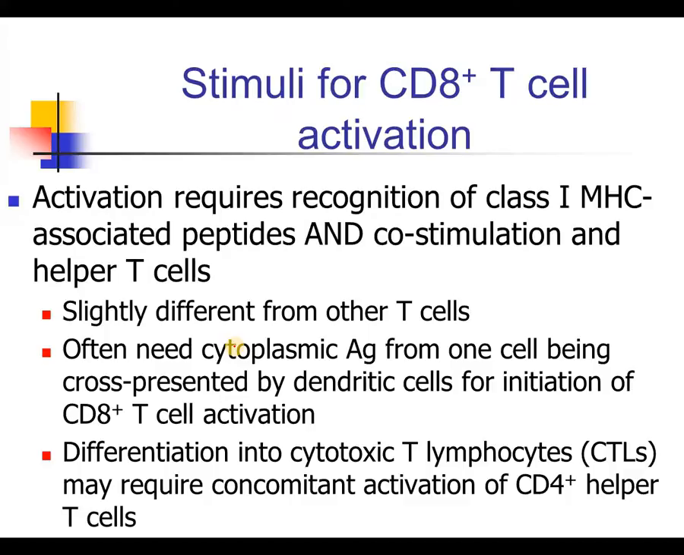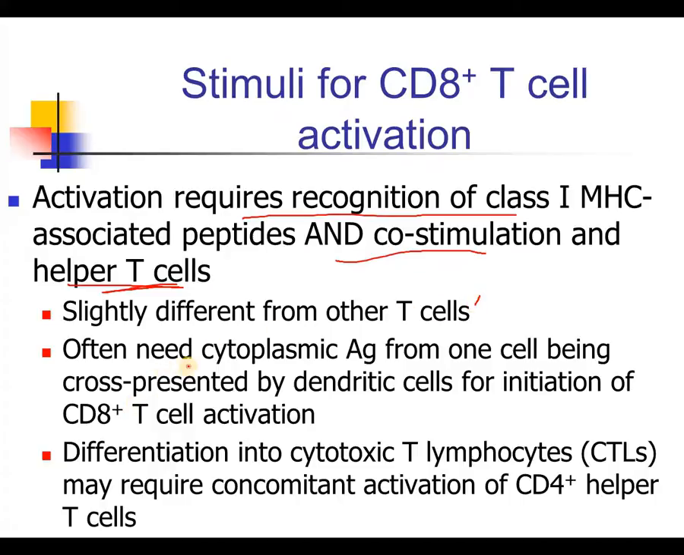Now, there's one final thing to think about, and that is, what are the stimuli that are necessary for T cell activation? I mentioned this before. It's slightly different than for CD4 positive T cell activation, in that we know that CD8 activation requires MHC class 1 plus peptide and co-stimulation. It also appears that CD8 positive naive T cells, which have never seen their antigen before and are now seeing it for the first time, require the help of T cells to be fully activated. So again, this is slightly different from other T cells.